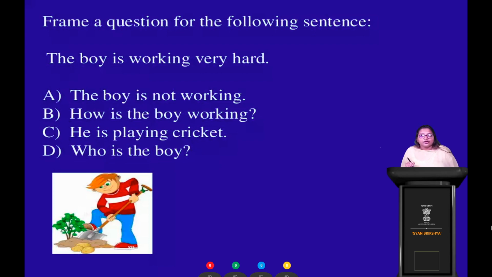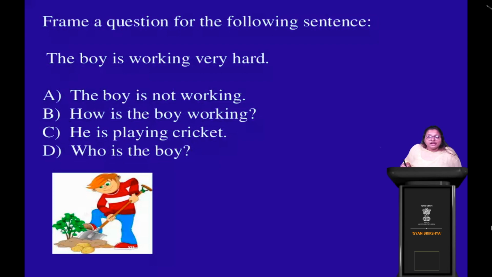So the appropriate option is option B. How is the boy working? Then you respond, you give the response that the boy is working very hard, right? Okay. Now, we have almost come to the fag end of our class.